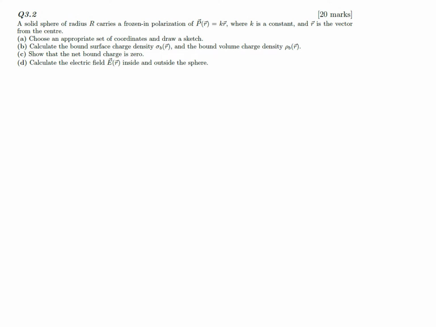This is putting into application some of the concepts you were discussing in question 1 for dielectric materials. A solid sphere of radius R carries a frozen-in polarization, and we're given this as P, which is the polarization field, notice P of r is k r, so it's something that is radially directed, where k is a constant, r is the vector from the centre, so implicitly here we're locating this solid dielectric sphere with its centre at the origin of our coordinate system. In part A, we have to choose an appropriate set of coordinates and draw a sketch. Well, that's quite easy, at least, so let's do it.